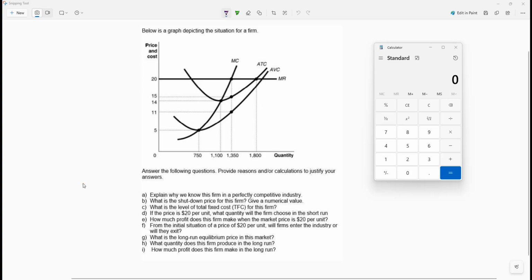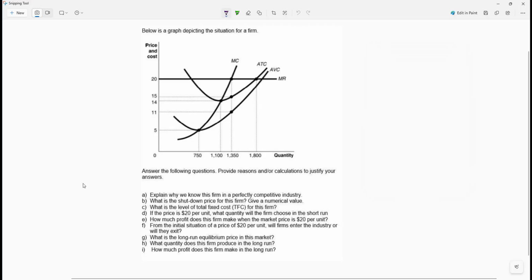In this AP micro practice problem, we've got a perfectly competitive firm, and we've got a bunch of questions about it. So how do we know that it is perfectly competitive? We can see that marginal revenue is a straight line. That means they're selling all the same product at the same price. So you could say marginal revenue is equal to price, or that marginal revenue doesn't change the more that you sell. If you're selling everything at the same price, it means it's a perfect substitute for any other product from any other firm. And so that's how we know that it's perfectly competitive. I suppose you could also just say that marginal revenue is a straight line.